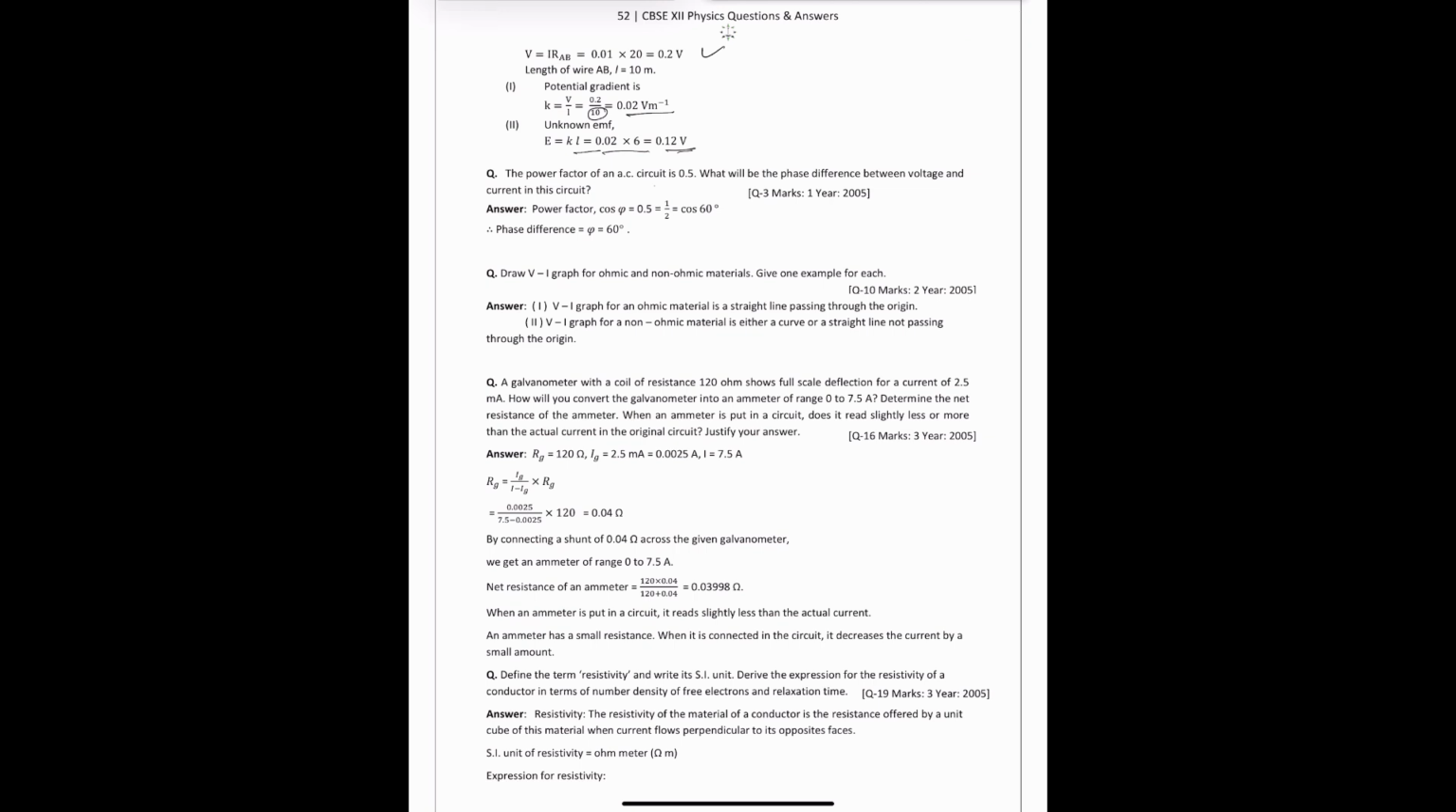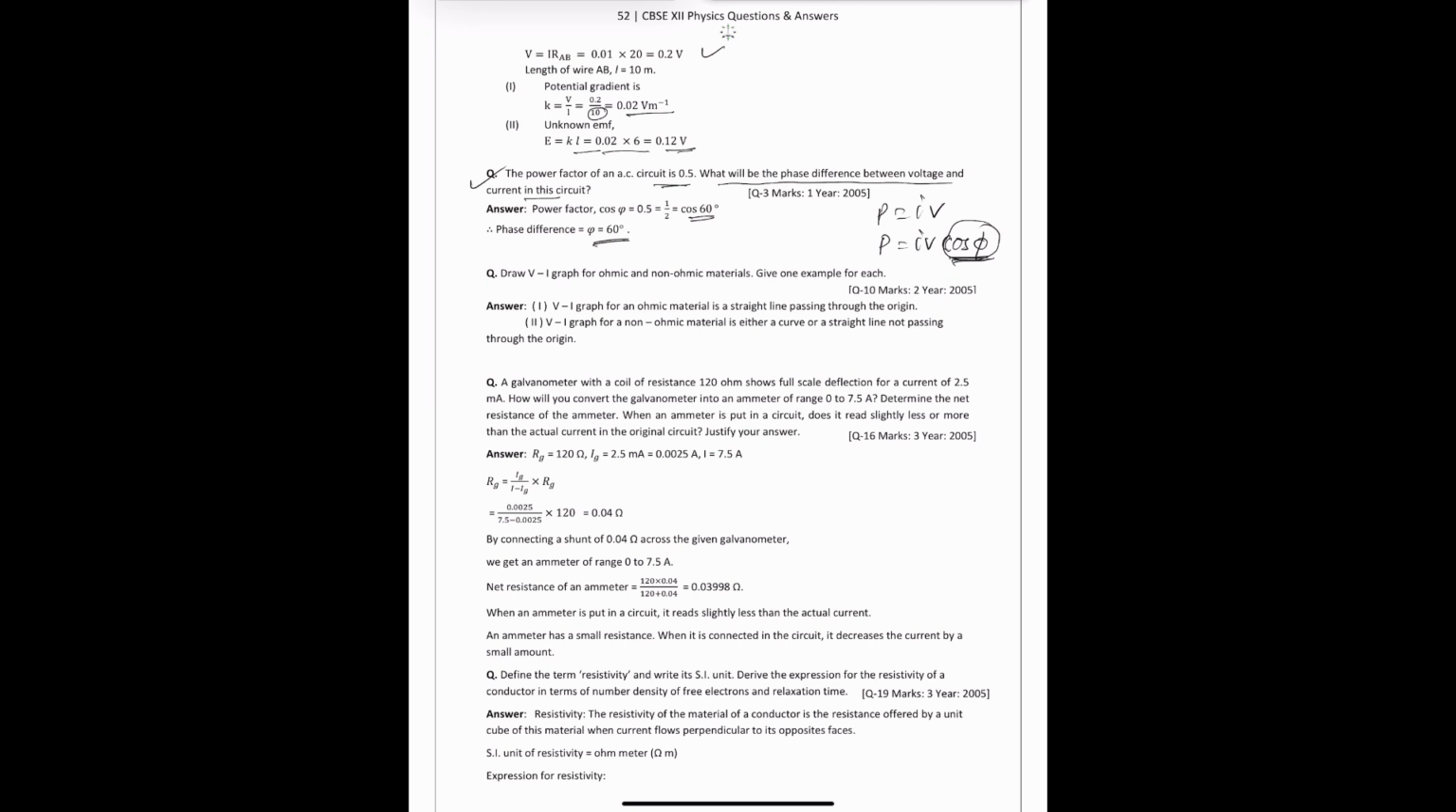Now the power factor of an AC circuit. What will be the phase difference between the voltage and current in this circuit? So the power factor is cos phi. In a DC circuit we have power equal to current into voltage, but in an AC circuit we have current into voltage into cos of the phase difference between current and voltage. This particular term is called cos phi. What is phi? Phi is the phase difference between the AC current and the AC voltage, correct? It is given directly that cos phi is 0.5, meaning 1 by 2, correct? 1 by 2 means cos 60 degrees, so the phase difference is 60 degrees.